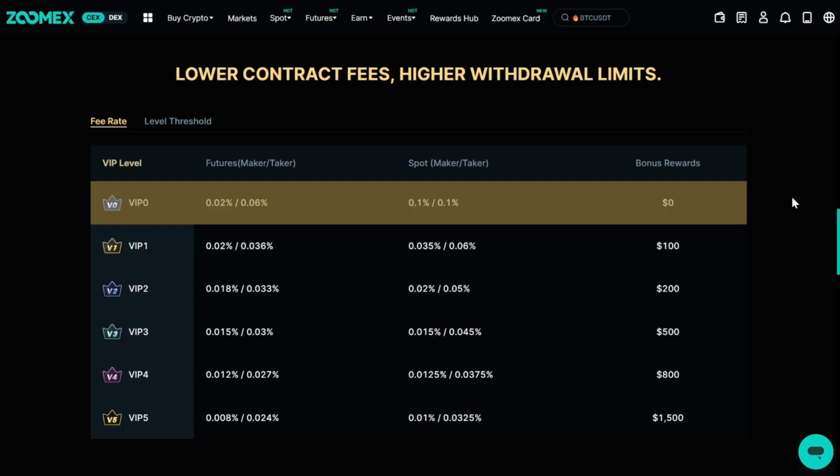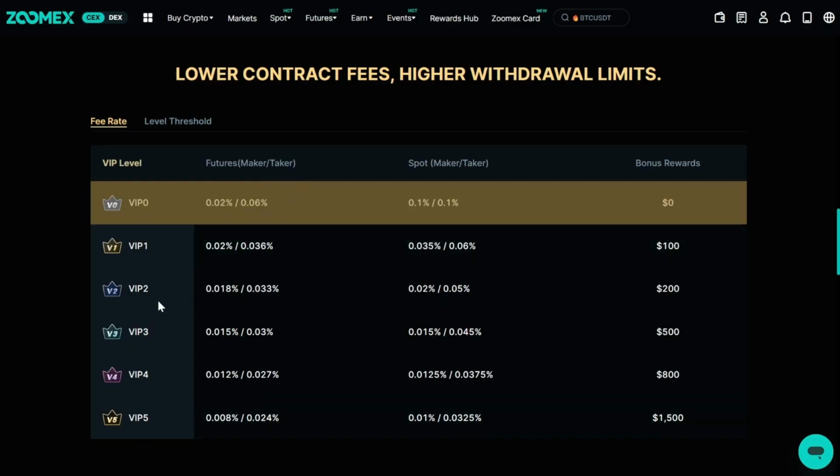Exchanges usually charge two types of fees. We have the maker fee and the taker fee. Maker fees apply when you place a limit order, while taker fees apply when you execute a market order. On Zoomex, the base level futures fees are 0.02% for maker and 0.06% for taker.